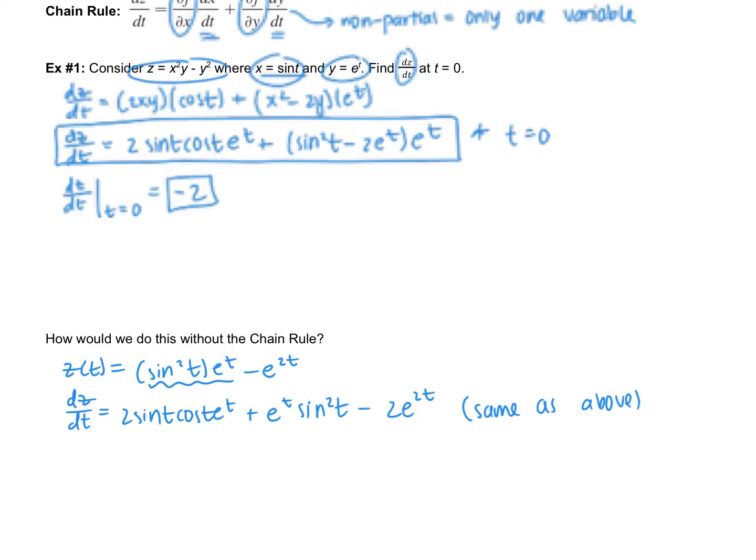In this case, you could argue that it might have been easier to use this second method without the chain rule. That's not always going to be the case, though. So things are going to get a little bit more complicated. We're going to have more variables, and that's what we're going to look at on the next page.